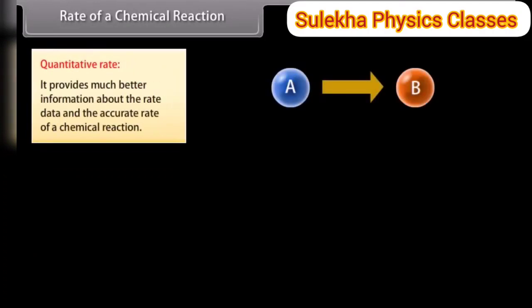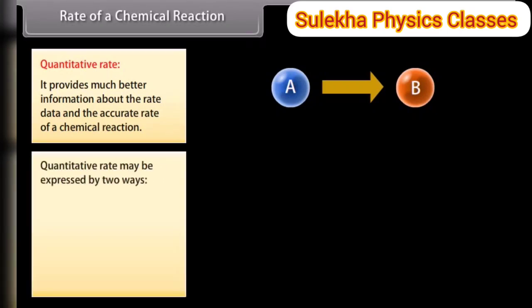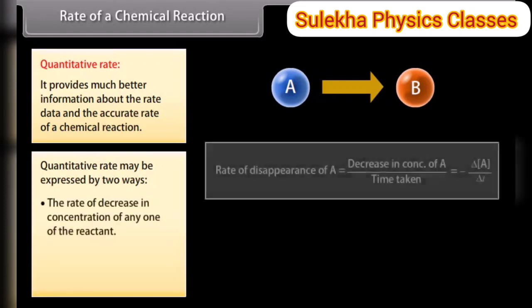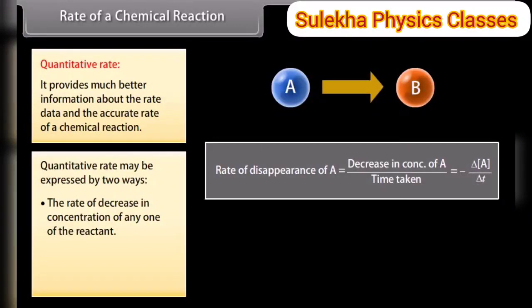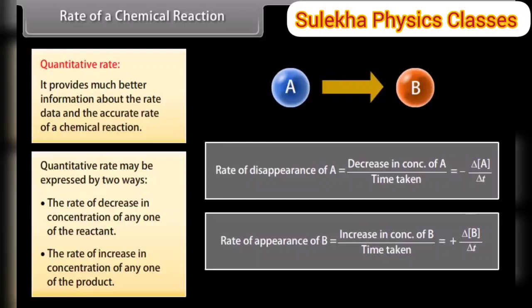Quantitative rate. It provides much better information about the rate data and the accurate rate of a chemical reaction. Quantitative rate may be expressed in two ways: the rate of decrease in concentration of any one of the reactants, or the rate of increase in concentration of any one of the products.